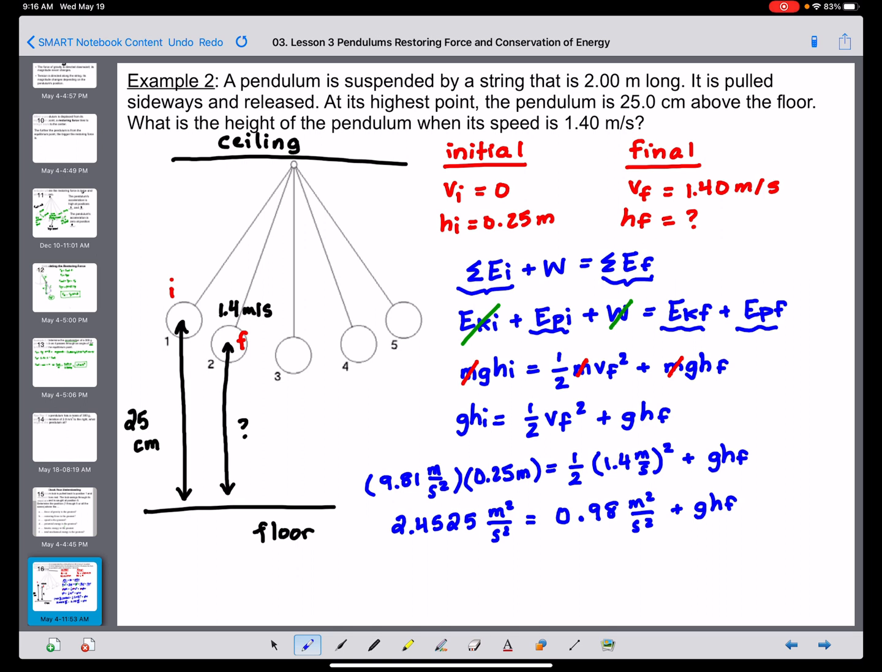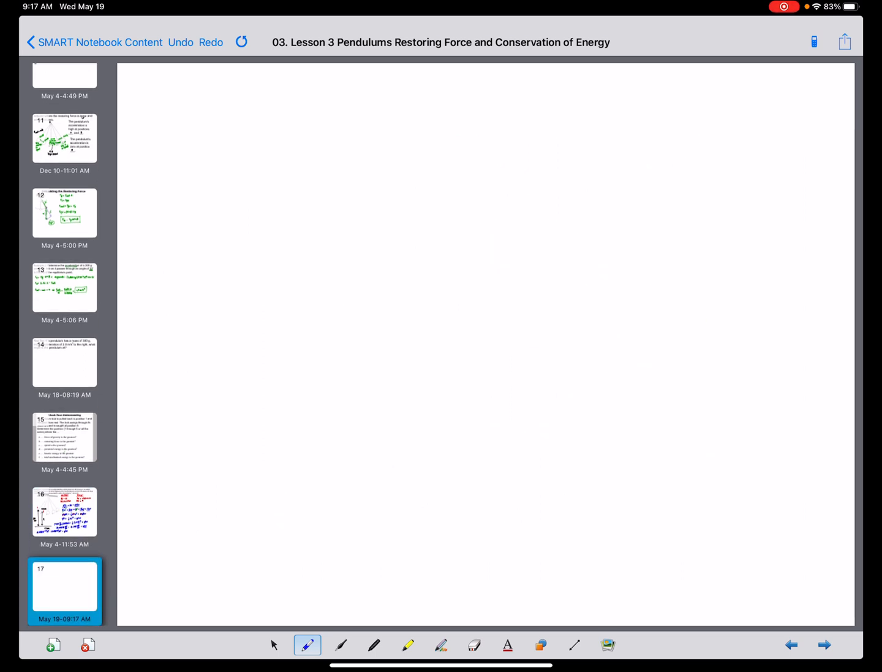Okay, now our goal is to eventually solve for hf. So we want to get hf by itself. So let's subtract 0.98 from both sides of the equation. So we're going to have 2.4525 meters squared per second squared minus 0.98 meters squared per second squared. And that's going to be equal to ghf. Okay, so when I actually do the subtraction there, I get 1.4725 meters squared per second squared, and that's equal to ghf.